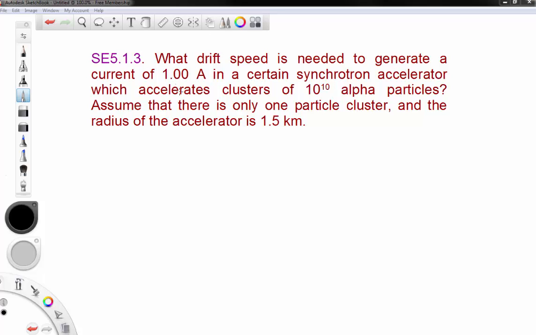Okay, for our third question, we have: what is the drift speed that we would need to create a current of 1 amp in a certain synchrotron accelerator which accelerates clusters of 10 to the 10 alpha particles? Maybe I should draw a rough diagram of what that would look like, by the way.